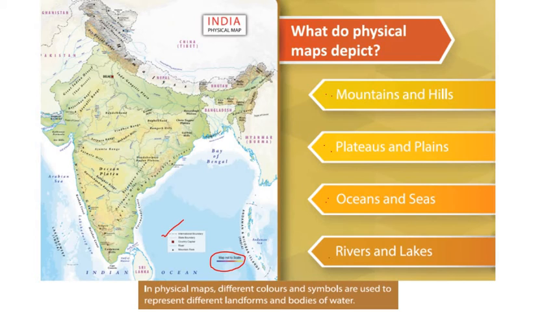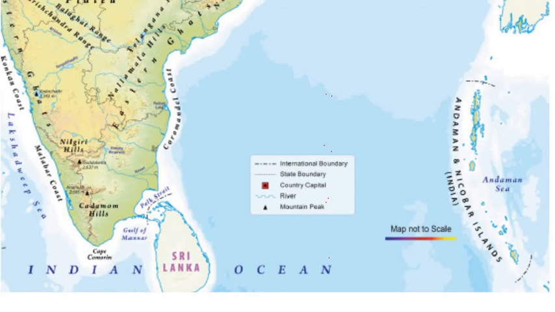Now, in order to convince you, let us zoom in on this physical map. This is a zoomed version. See here, this is the legend, or the signs and symbols. This is the international boundary. This is the state boundary, various state boundaries. This is the country capital. And this is the river. They are very small, but you can see. This is the mountain peak. Here you can see two mountain peaks or so. And most importantly, this map is not to be scaled. This is the international boundary also.